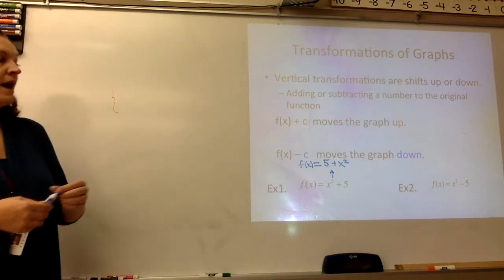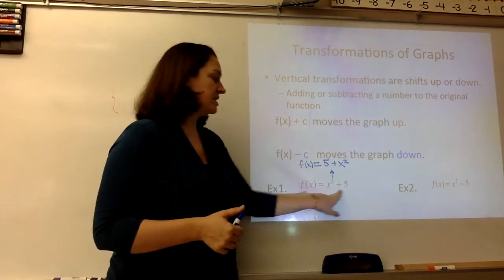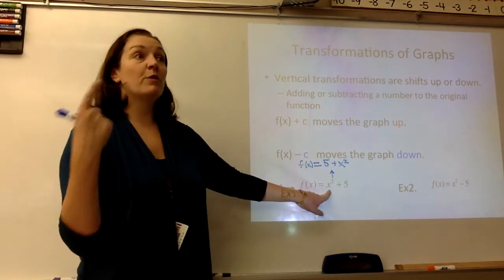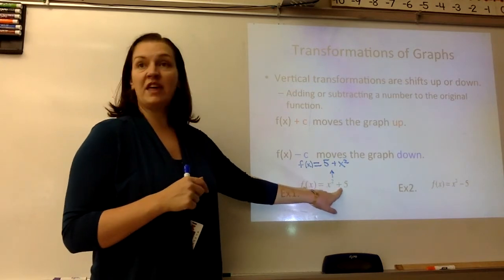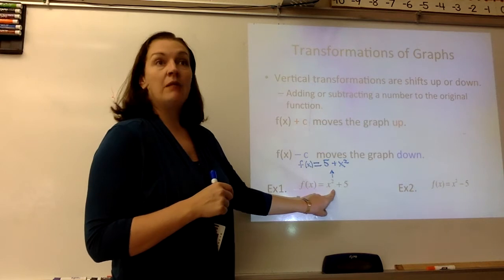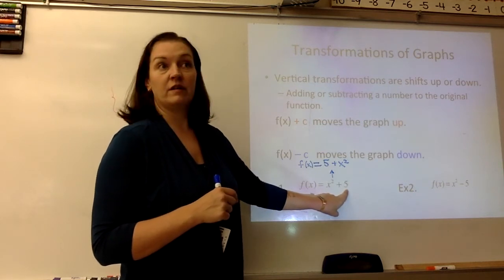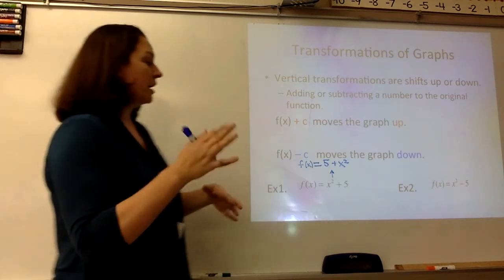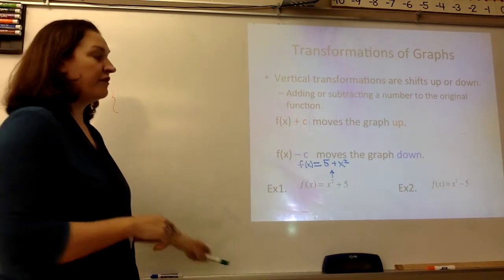When I read through my equation, I need to read the function and say, oh wait, I have x squared, that makes it a parabola. The plus 5 at the end says take the key point 0, 0 and move it up 5. So when we're talking about numbers at the end, it's going to follow the sign.